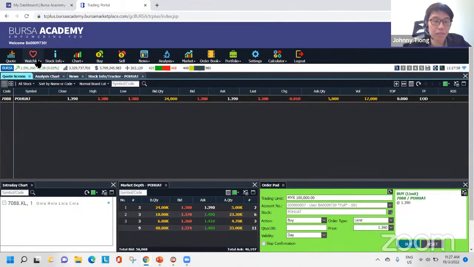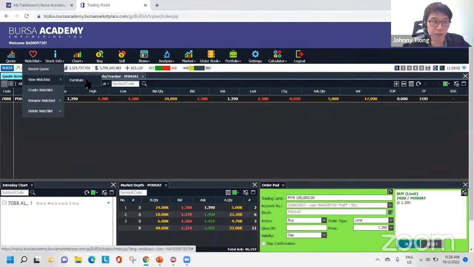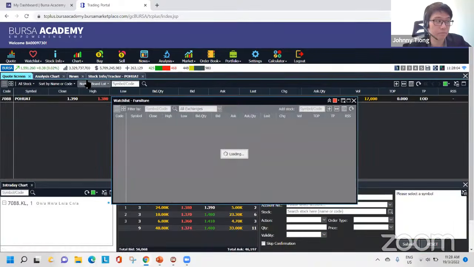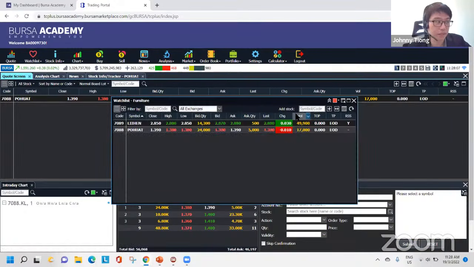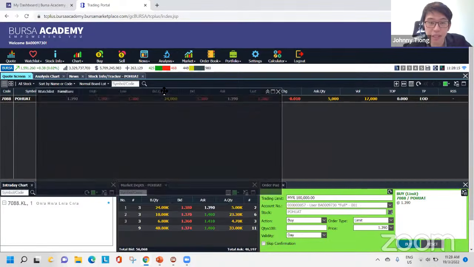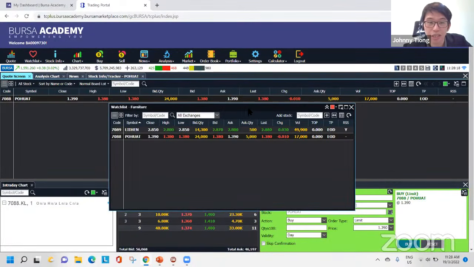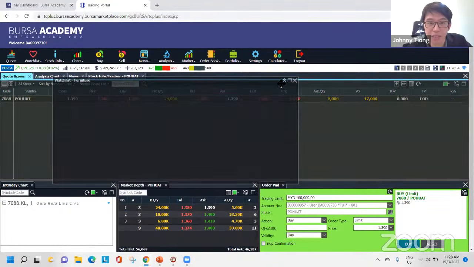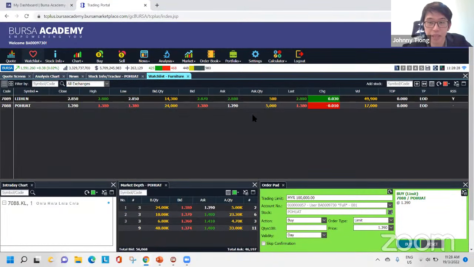Next I'm going to go to watch list and select view watch list. The first one is Furniture. So this is the watch list that I have just created, Furniture, with Lihen and also Po Huat. This is my watch list. You can see this window color is red, so it's not tied to any of the windows. So I can just fully put it on the tab and see.